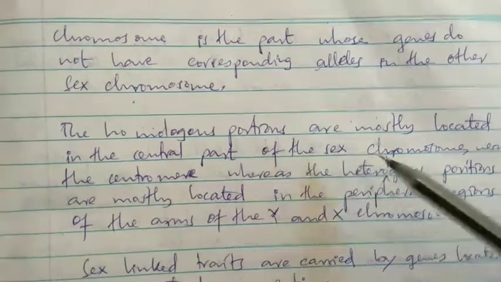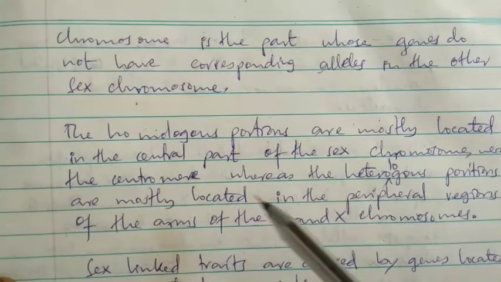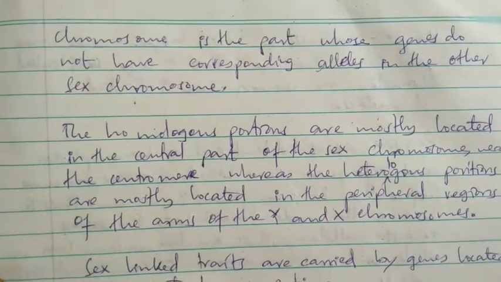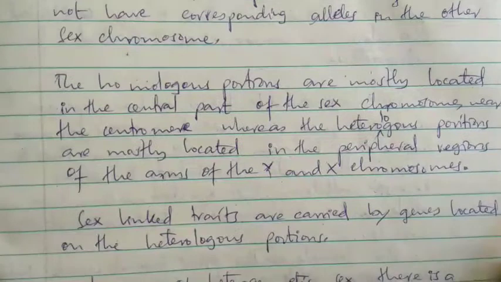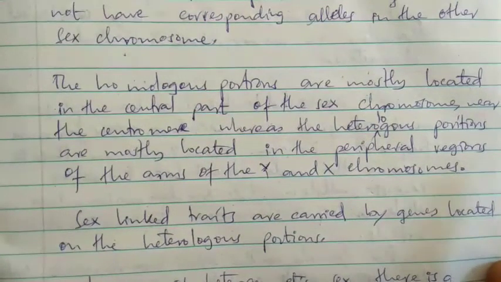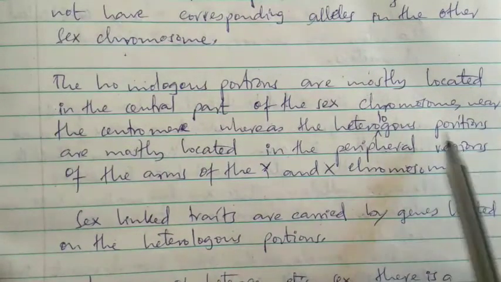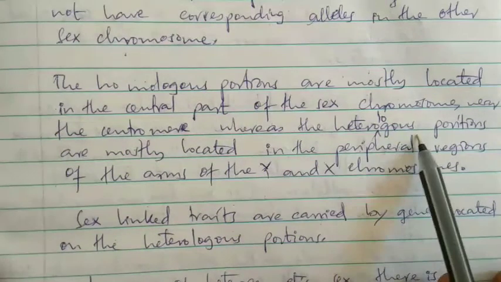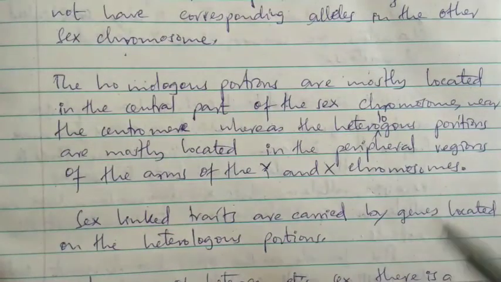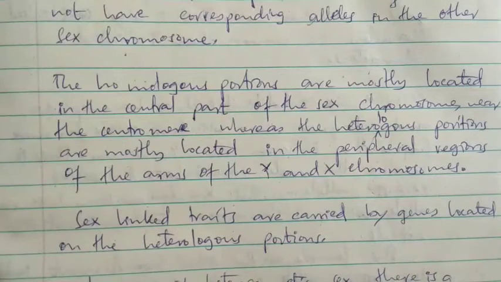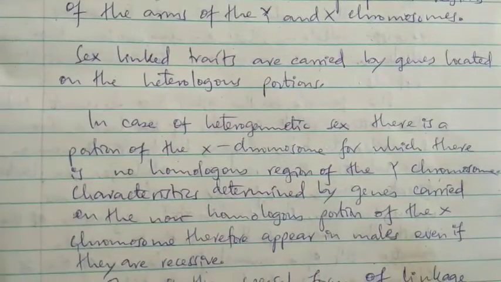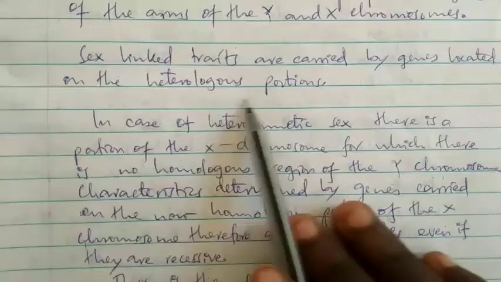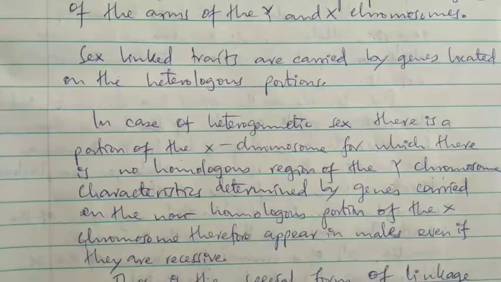The homologous portion, they are mostly located in the central portion of the sex chromosome, near the centromere, whereas the heterologous portion are mostly located in the peripheral regions of the arms of Y and X chromosome. So sex-linked traits are carried by genes located in the heterologous portion.